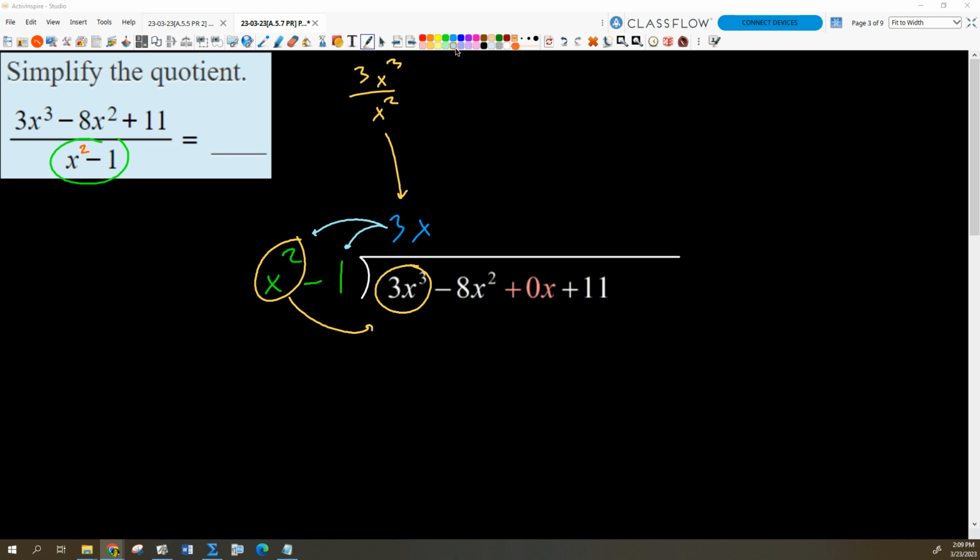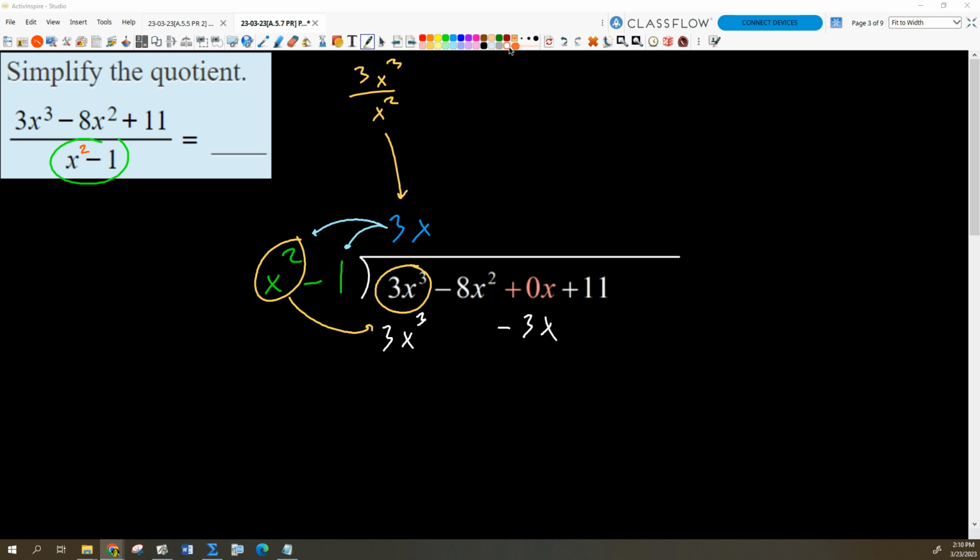So 3x times x squared is going to give us 3x cubed, right? And so those are going to cancel like they should. 3x times negative 1 is negative 3x. Where does that one go? Where do I line up my minus 3x? It's going to go in the x column, so right there.